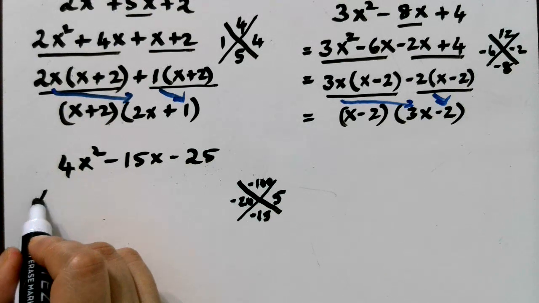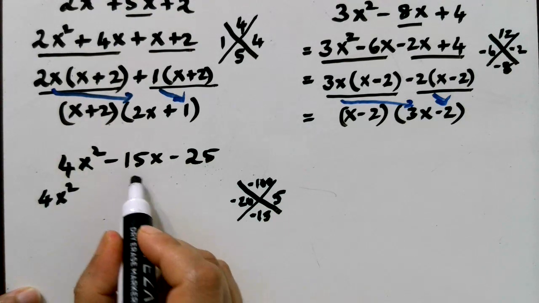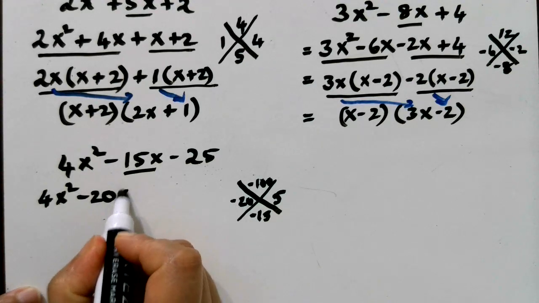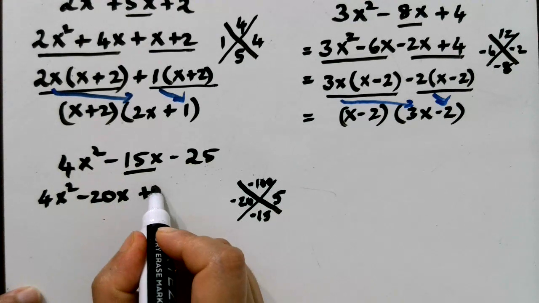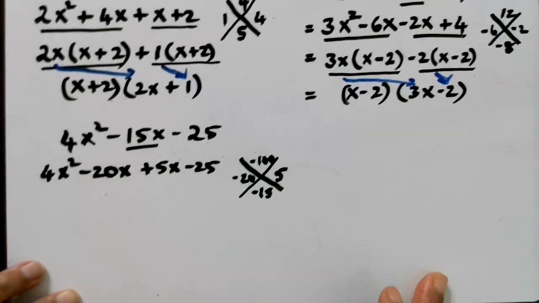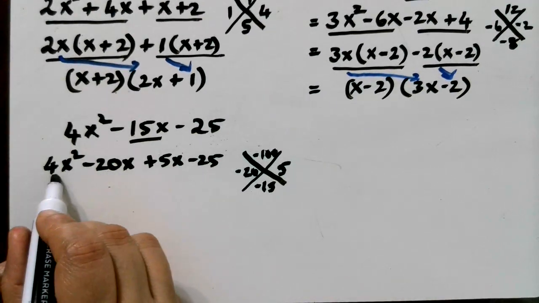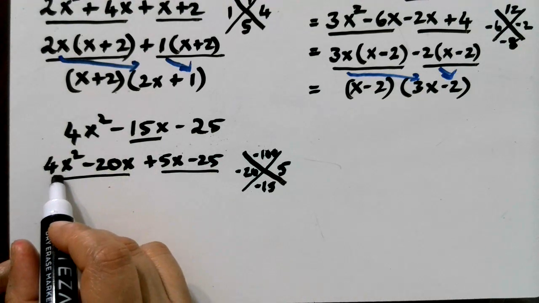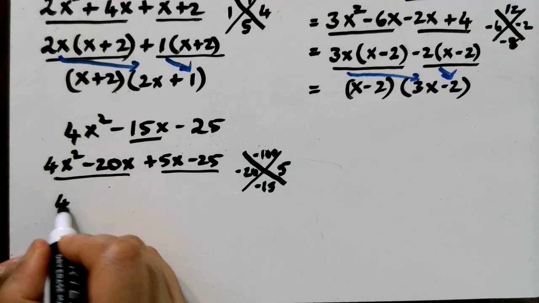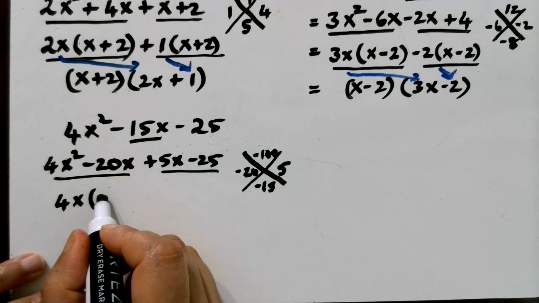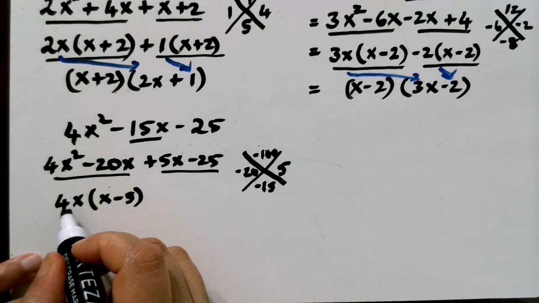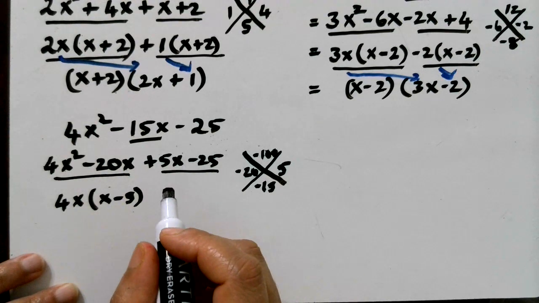Now, write down the first term, which is 4x squared, split the middle term, which is negative 15x, using the numbers negative 20x and 5x, minus 25. This is one group, that's the other group. The greatest common factor for those two is 4x. You can take x minus 5 in parentheses because 4x times x is 4x squared. 4x times negative 5 is negative 20x.